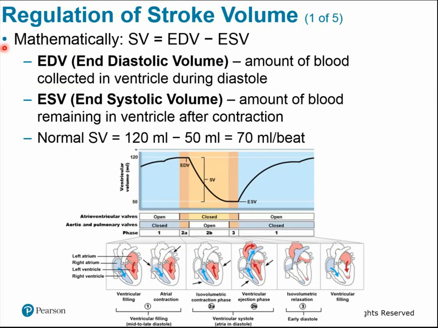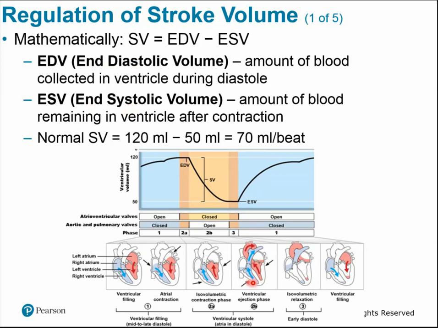When we look at stroke volume mathematically, it is the end diastolic volume minus the end systolic volume. Again, the end diastolic volume is how much blood is collected in the ventricle before contraction. So during diastole, during relaxation, how much blood fills up these ventricles. The end systolic volume is how much blood remains in the ventricle after contraction. So end relaxation volume, end contraction volume.